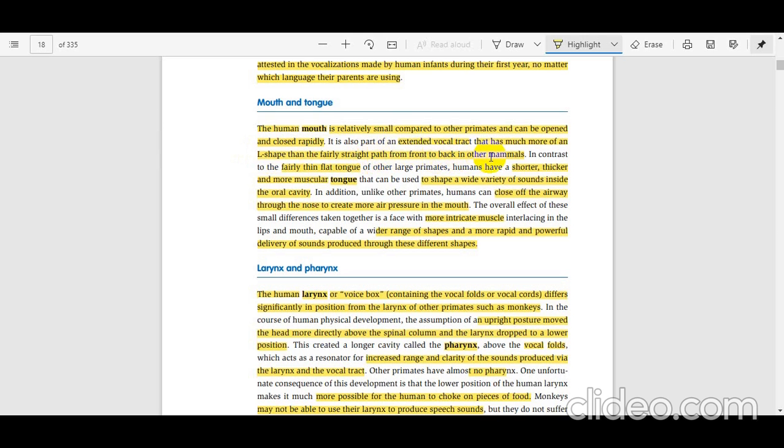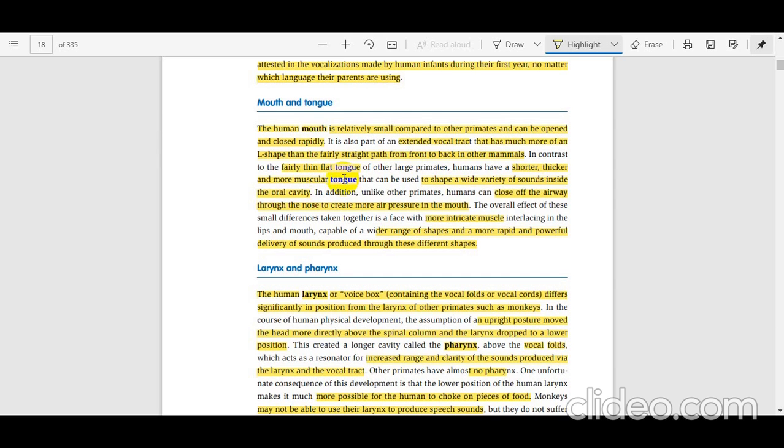Now, in contrast to the very thin flat tongue, the flatness of the tongue is also something unique to humans compared with other large primates. Humans have a shorter, thicker, and more muscular tongue. This is very important for the construction and production of sounds, because of the flatness and the big number of muscles found in the human tongue.